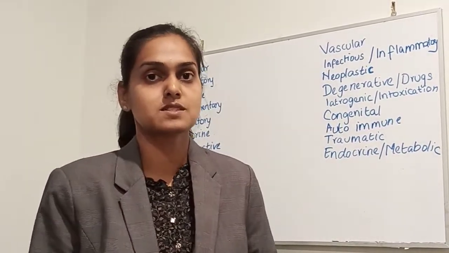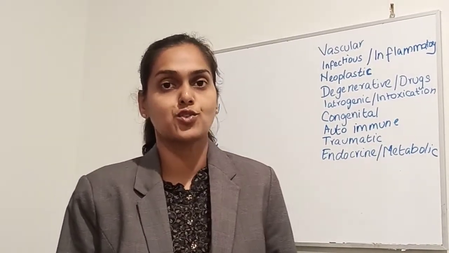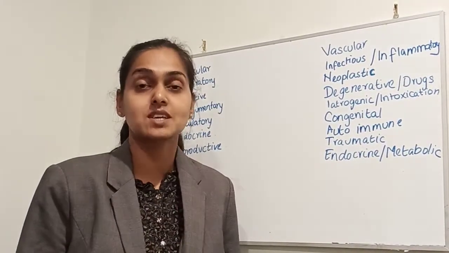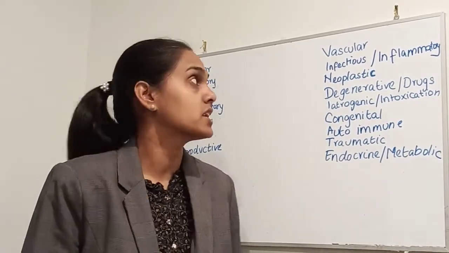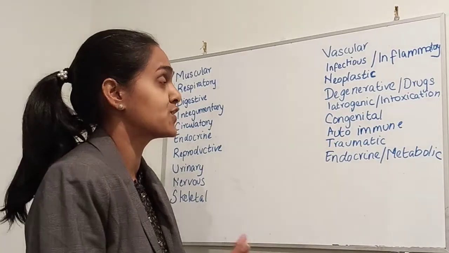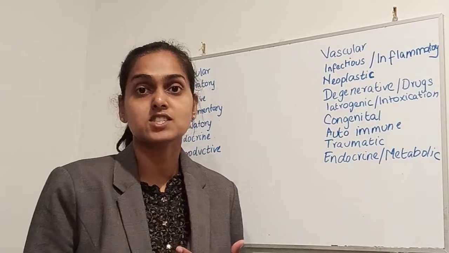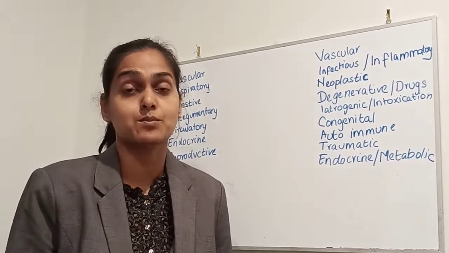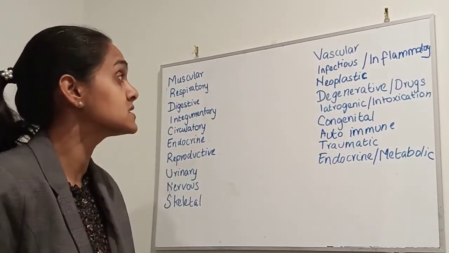Next, let's take a look at the mechanisms that could affect different systems. To get a list of mechanisms, Vindicate is a good mnemonic to go for. In Vindicate, V stands for vascular, which includes mechanisms like ischemia, infarction, thrombus formation, embolic phenomenon, hemorrhage. I stands for infectious or inflammatory processes. Consider infections like bacterial infections, viral infections, fungi, parasites, and prions, or any non-infectious inflammatory conditions.